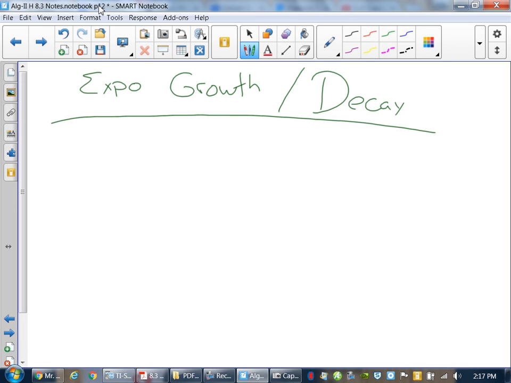When you had exponential growth and decay, they both use the same generic formula: y equals a times b to the x minus h, plus k. That's what it looked like as a shifted function as far as growth or decay was concerned. The differences between the two were dependent upon the value of b.